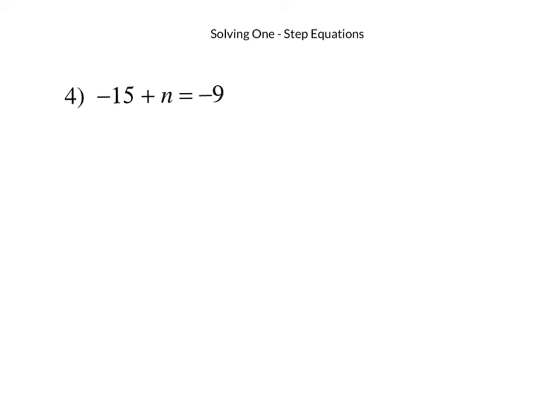Okay, scholars, this one is a little different. We still want to get n by itself. We still want to isolate that variable, get it by itself on one side of the equal sign. But we see that what's with it is negative 15. So because it's negative, to make it 0, we need to add 15. We're going to add 15 to both sides.